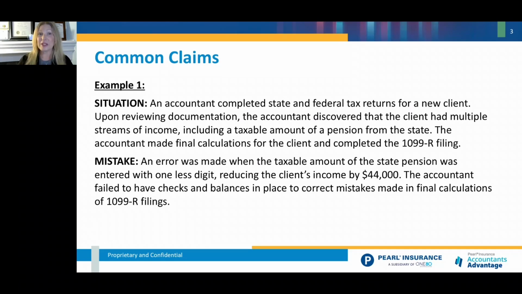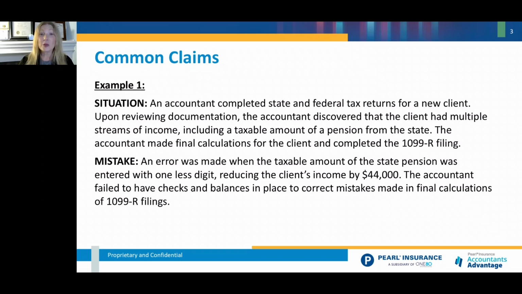Our first common claims example, number one. The situation is that an accountant completed state and federal tax returns for a new client. Upon reviewing documentation, the accountant discovered that the client had multiple streams of income, including a taxable amount of a pension from the state. The accountant made final calculations for the client and completed the 1099-R filing.